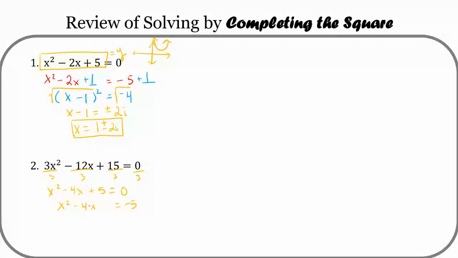Let's figure out what's going to make this a perfect square. Make that the area of a square, and I have to do it to both sides. So I would have x minus 2 squared here. So this would have to be a 4. Equals negative 1. When I go ahead and take the square root of both sides, I get x minus 2 equals plus or minus i, the square root of negative 1.